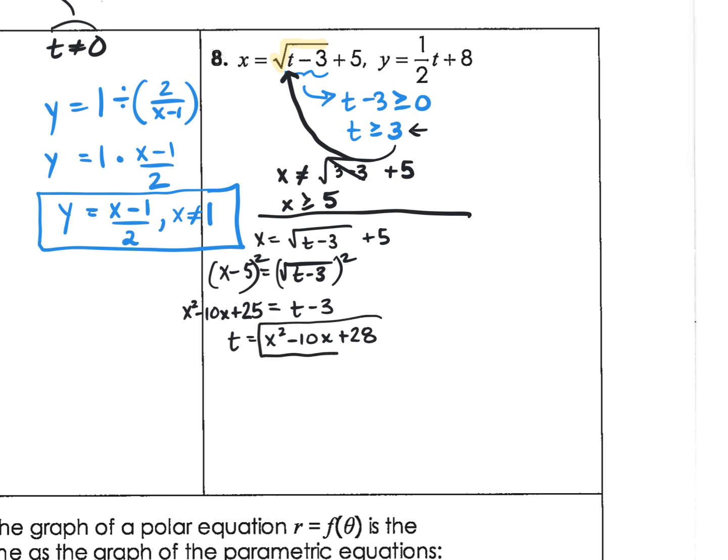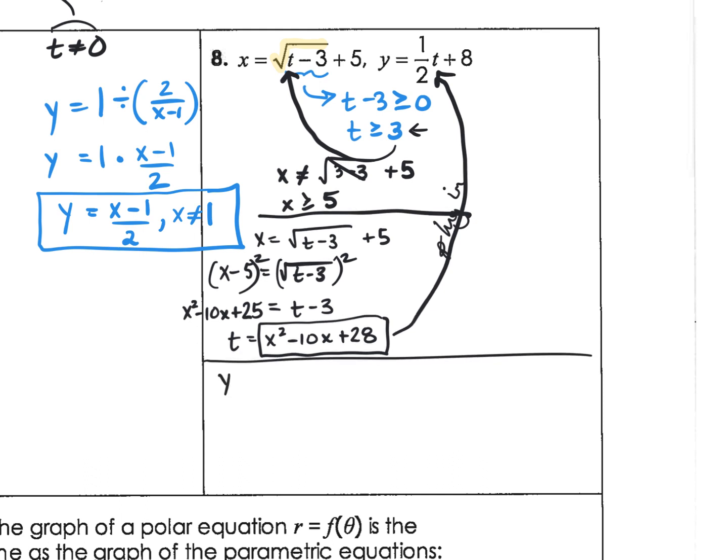So now I'm going to take this and plug it in up here. So let's do that. y equals 1/2 times x squared minus 10x plus 28, plus 8. Now you get two choices here. You can get rid of that, or you can just take half of everything, except for the 8. I'll just go ahead and take half. Let's distribute this in and see what happens.